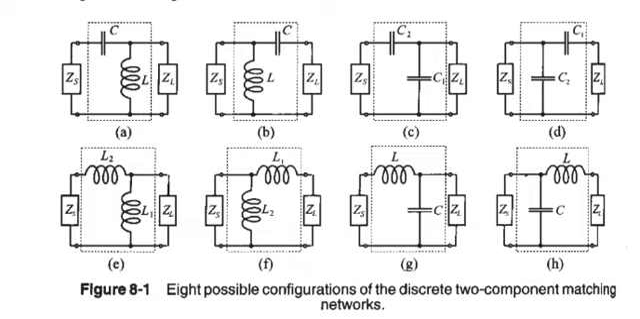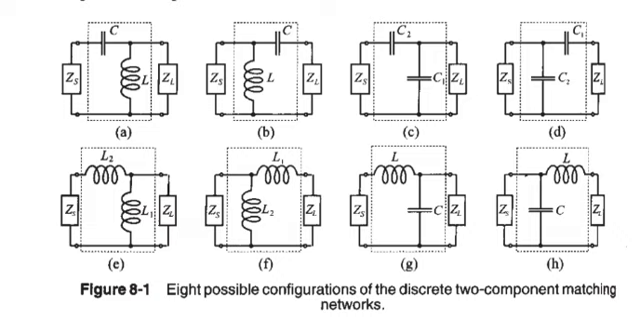We have several possible arrangements of these two components. The important idea is that we choose the appropriate arrangement of one series component and one shunt component to transform one impedance into another. That is the main reason behind it.